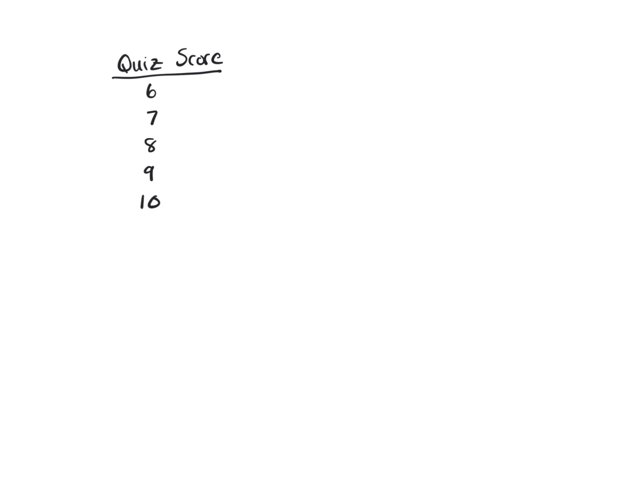Okay, 2 students scored 6, so that's 12 points. 4 times 7 is 28. 8 times 7 is 56. 9 times 9 is 81. And then 30. And I looked at my answers.